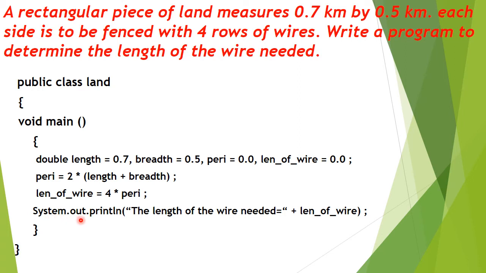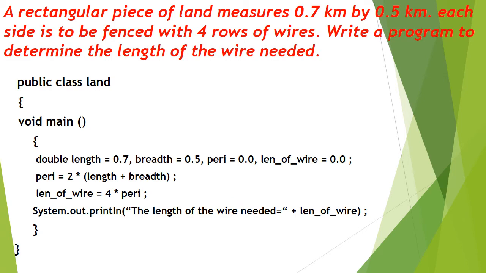Now we have to print this output also. So we will use the system.out.println method, and then we will give this message, the length of the wire needed, and then we will print this final answer, which is stored in the variable length of wire. Okay, in this way we can find out the answer of this question. We can write it in the form of a program.